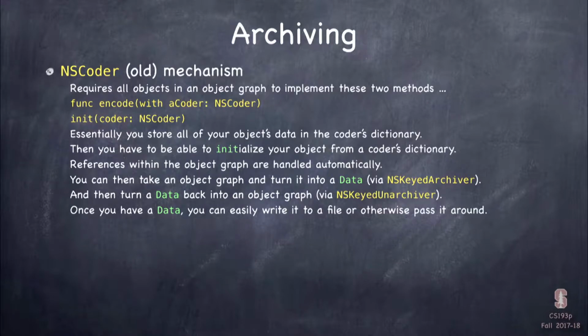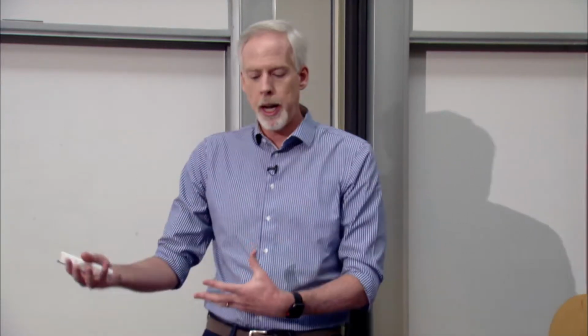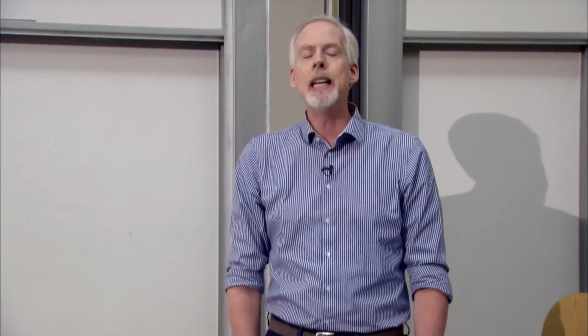Well, what you almost always do with it is you turn this thing into a data. Remember our friend data, bag of bits, that little struct? You turn it into a data, and then you can store a data in a file system, because as you're going to learn, that's how we interact with the file system. We store and read datas. Okay? So how do you take a big object graph where every single object in there implements these two things and turn it into a data? You do it with the class NSKeyedArchiver.